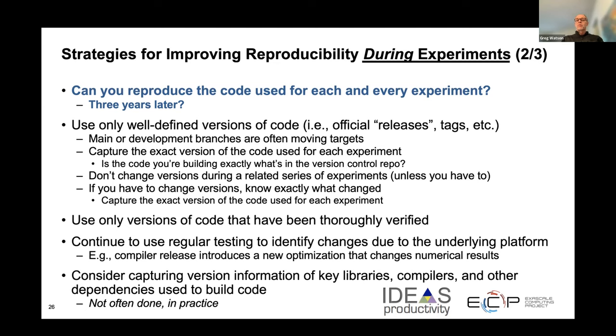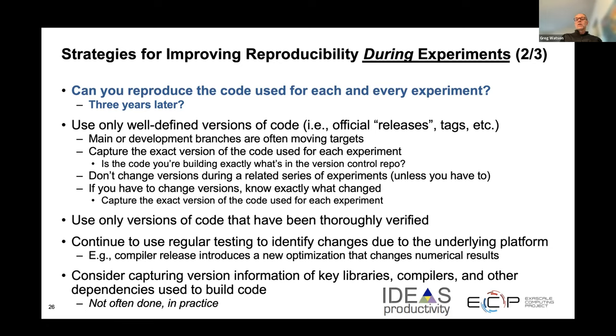Ensure that you capture the exact version of the code that was used for the experiment, not changing versions during a series of experiments. Sometimes you need to do that, but it's preferable if you don't have to. And if you do have to change versions, then know exactly what changed and capture exactly which version was used for each experiment. Try to ensure that you're only using versions of the code that have been thoroughly verified.